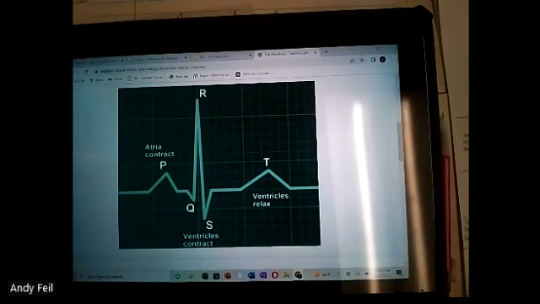Now, those of you who are in the health sciences know there's all kinds of different parts of the heartbeat. This is when the atria contract, this one, the S, and the amount of distance between the Q and the T, that's called the QT interval. Do you guys talk about that at all? You're not that advanced.